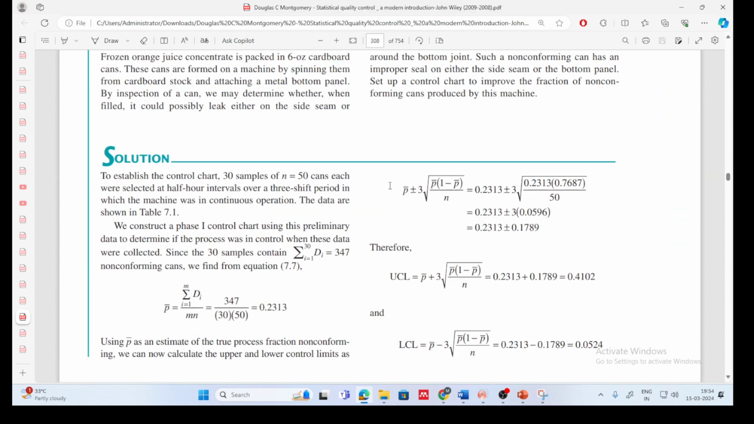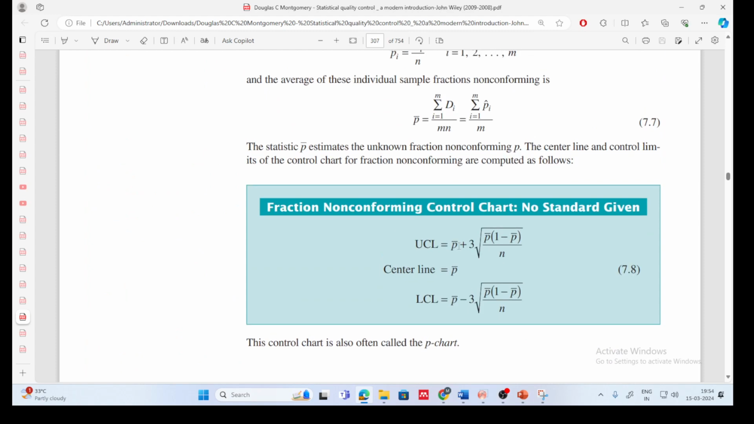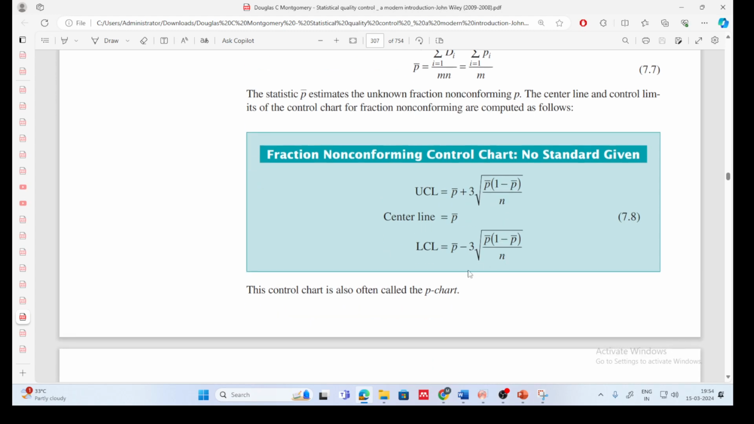Generally the formula is x bar plus or minus 3 sigma. So in that case, here we have p bar, which is the center line, then 3 into sigma value, which will be the square root of p bar into 1 minus p bar by n. For the lower control limit, that's the only change: it will be minus.